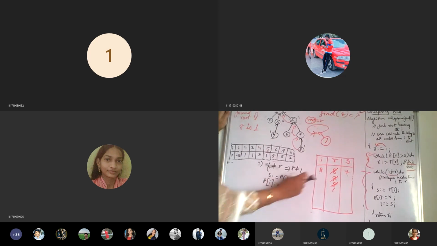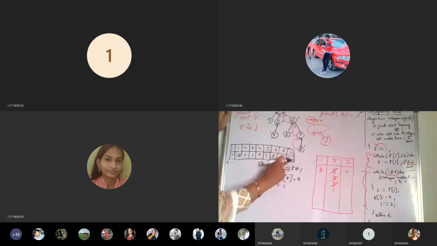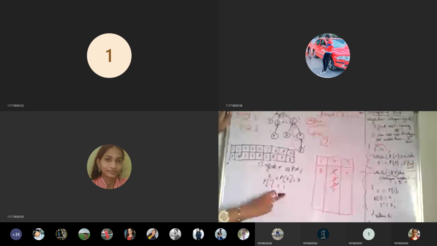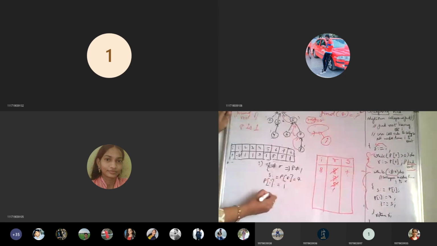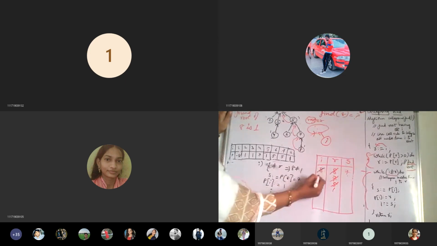So what is I here? 8. So P of 8 we are making this as 1. P of I we are making it as 1. Okay, and then I is equal to S, which means 7. Okay, so now I will become 7.